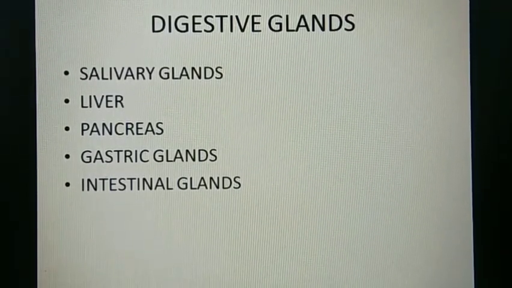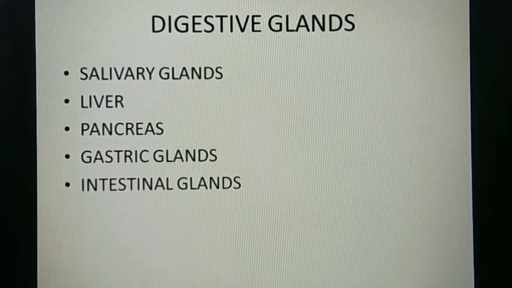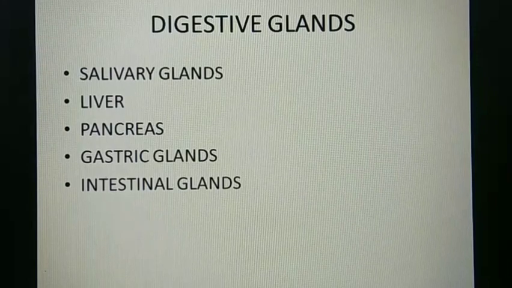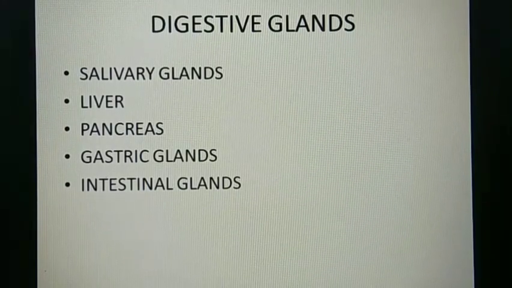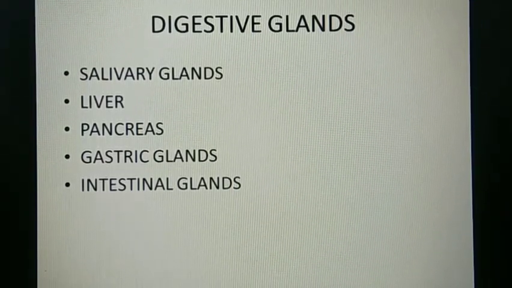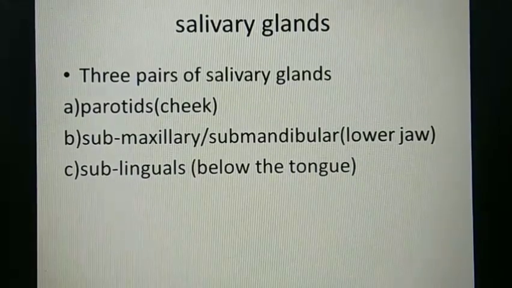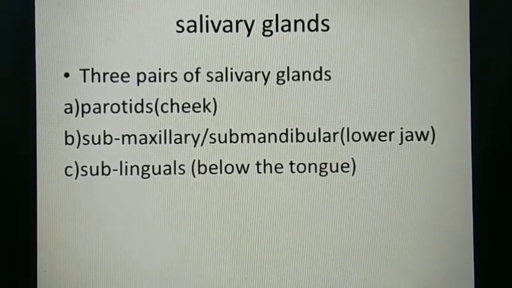So you can see, together all these are the digestive glands. Of these, the three main important digestive glands are salivary glands, liver and pancreas. The other two are gastric glands and intestinal glands. First we will see about salivary glands.